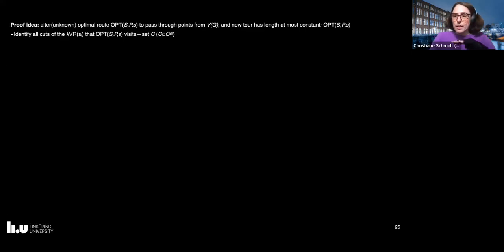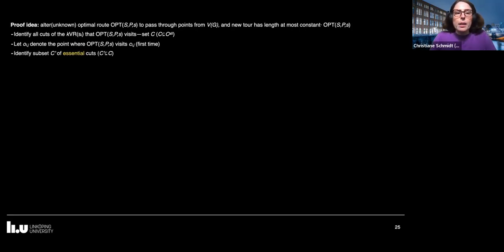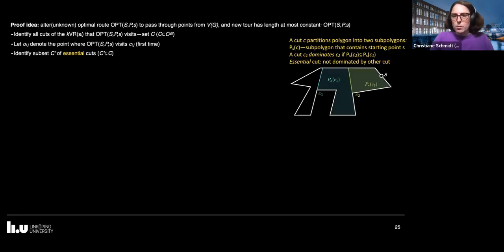So what do we do? First, we look at all the cuts of the connected components of the k-visibility region of all the points, and we call them C. Then we look at which are the points where OPT visits these cuts. And if it visits one a couple of times, we take where it visits it the first time. And then we don't look at all the cuts C anymore, but only the essential ones. So again, reminder, essential cuts were the non-dominated ones. If you pass another one anyhow when you move from S to an essential cut, the other ones get taken out.